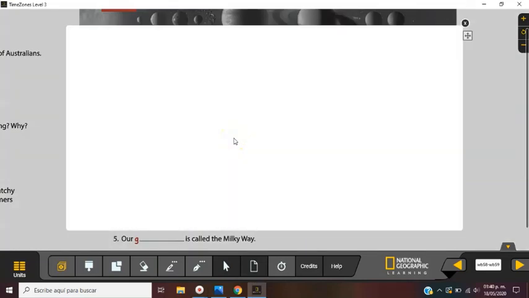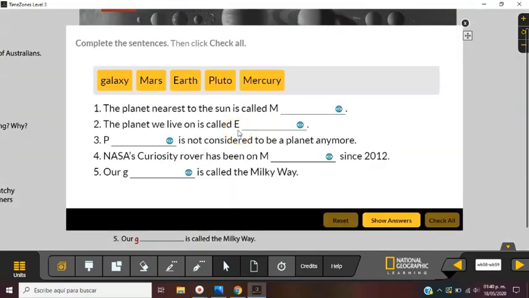That is really easy. Yes, Mercury. The planet we live on is called Earth. It's not considered to be a planet anymore. Yes, it's not considered, guys. All our life we have been cheated on. Yes, it was a lie, because Pluto is not a planet.